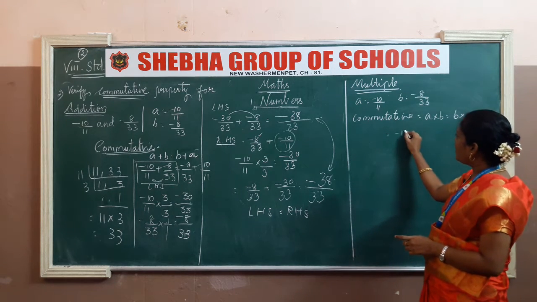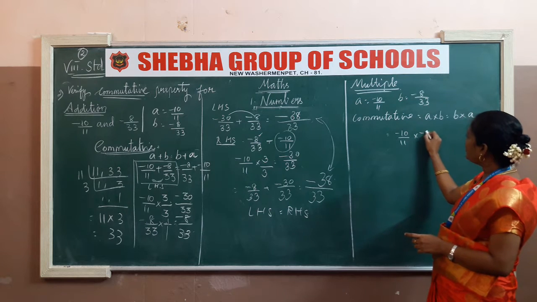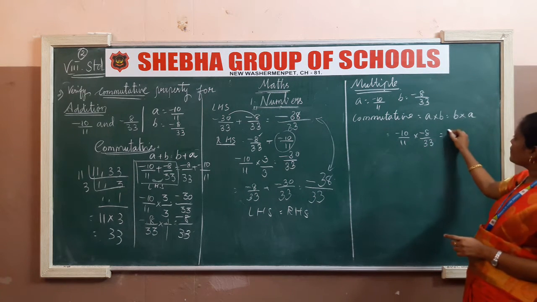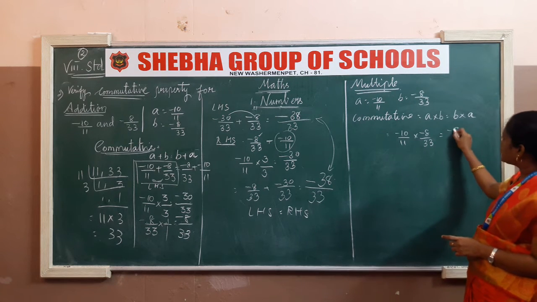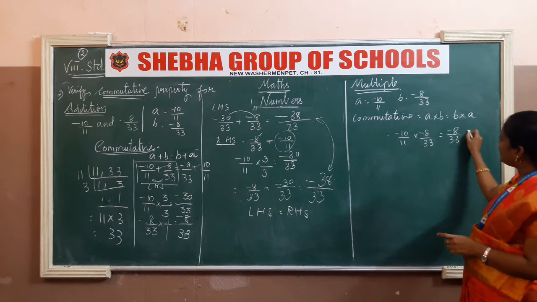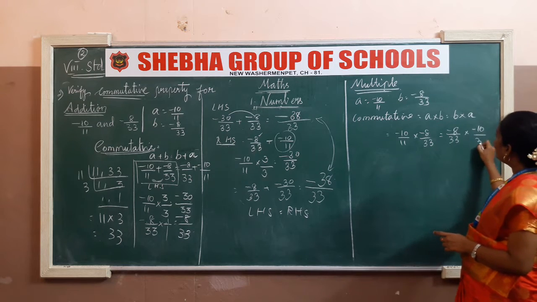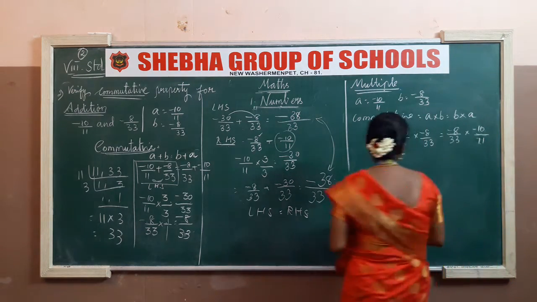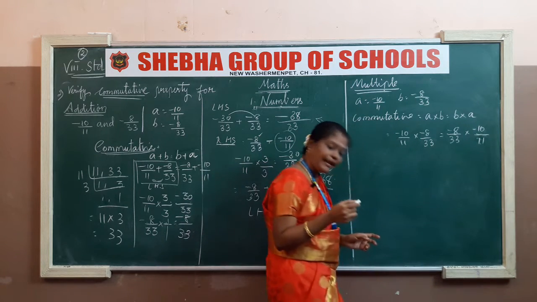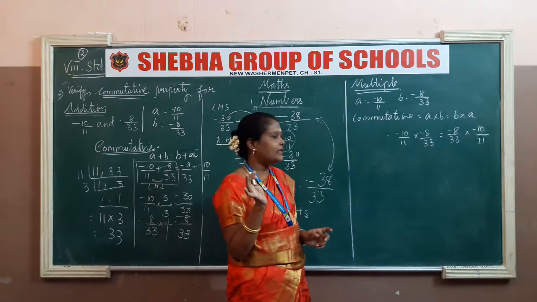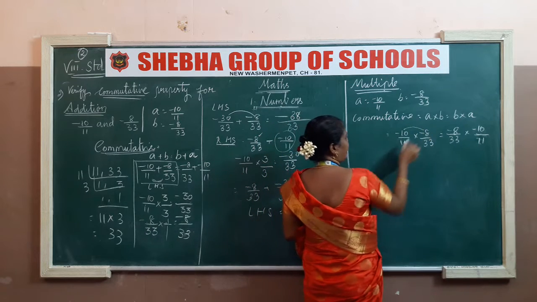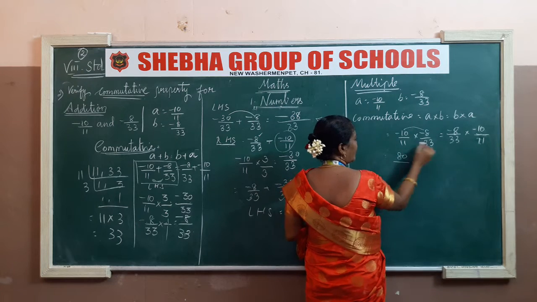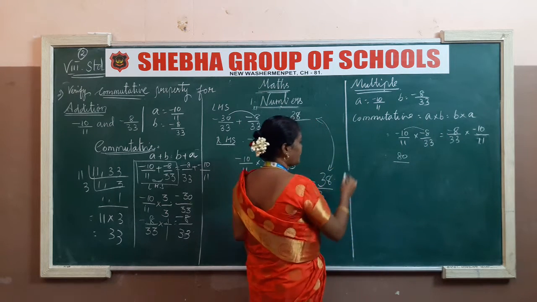Now substitute the values. In A place minus 10 by 11 into, in B place minus 8 by 33. Same thing in right hand side, the second number first: minus 8 by 33 into minus 10 by 11. Come on, let's simplify the numbers. If you are able to simplify, you can do it. Otherwise, you can directly multiply the numbers. 10 8s are 80. Minus into minus is plus. 11 33s are... shall we do it here?